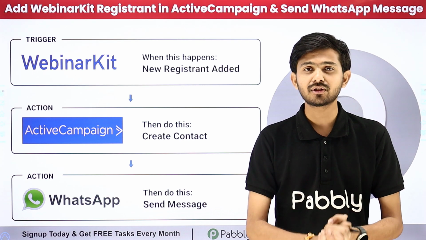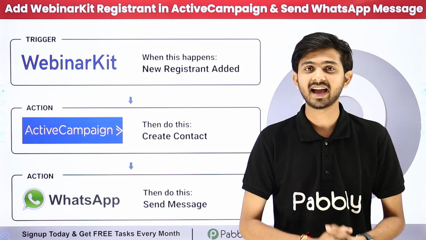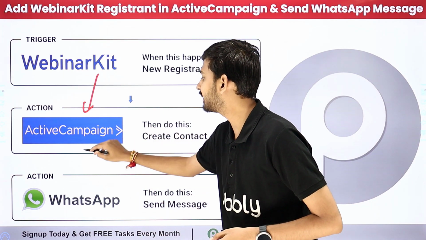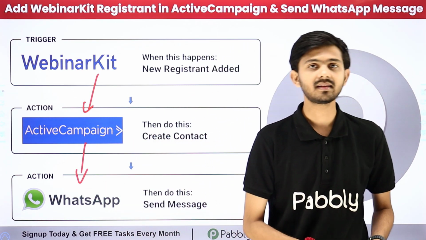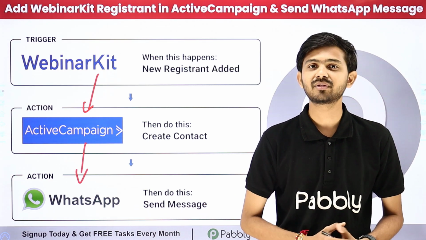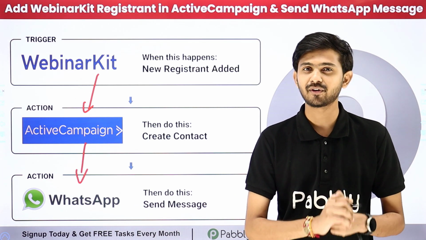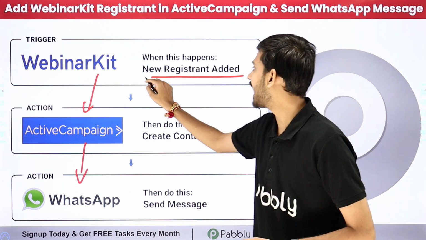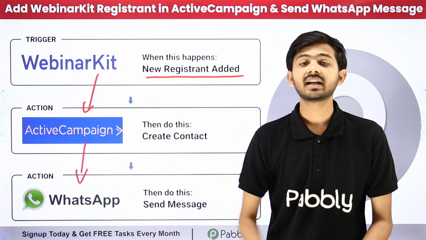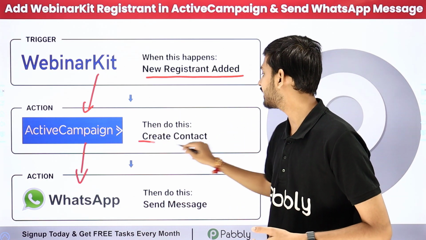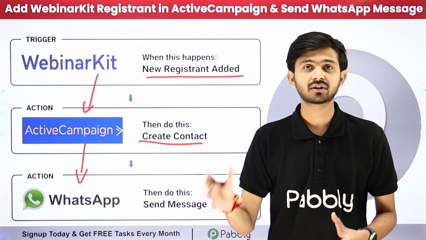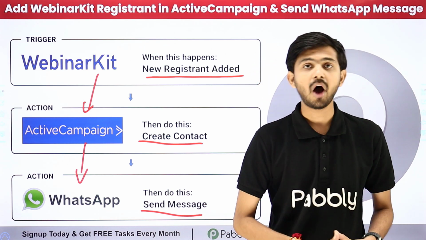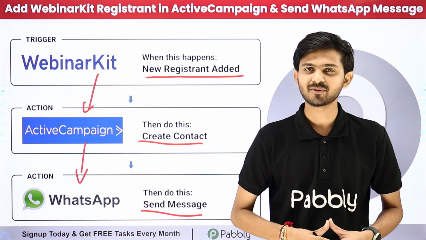So here for sending the message on WhatsApp, I'm going to use WhatsApp Cloud API. And for my objective, I have to build a connection between WebinarKit, ActiveCampaign, and WhatsApp Cloud API. So for building this connection, I need to use Pabbly Connect, which is an amazing software for automation and integration. Now with Pabbly Connect, as I'm going to get a new registrant added in my webinar for WebinarKit, then automatically I will first create a new contact in ActiveCampaign, and after creating that contact, I'm going to send a message on WhatsApp to my registrant. So how I'm going to build this connection? For that, let me take you to my computer screen.